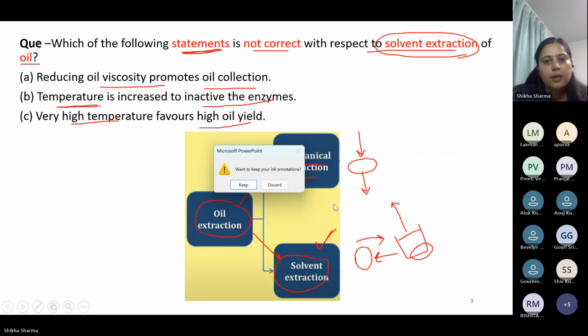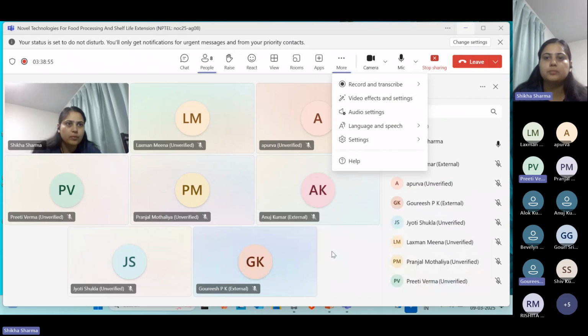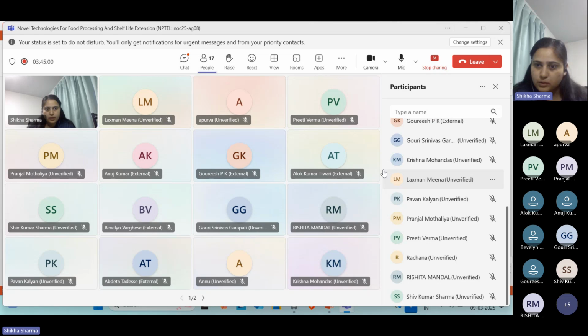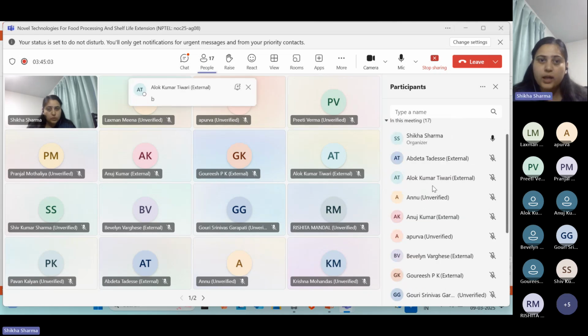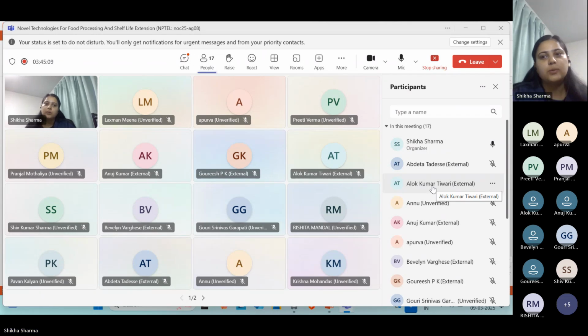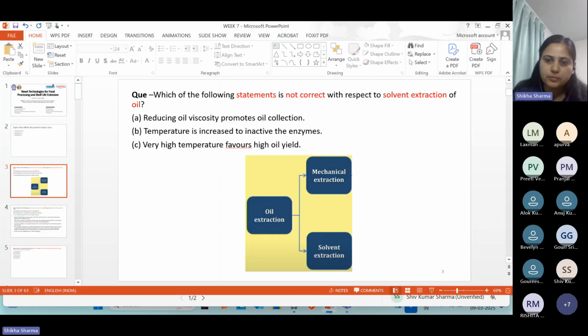B. Option B. So we have attendance today of around 17 people. I'll be taking attendance at some point in between, because I'm observing that people are joining and then leaving in between. So I can take it any time, either initially, in between, or at the end of the session. Okay, so most of us are saying option B.